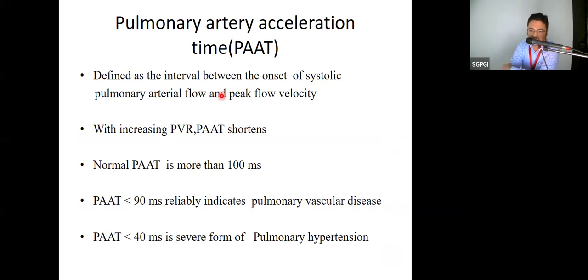So pulmonary artery acceleration time is from the onset of the pulmonary arterial flow to the peak flow velocity. This is known as the PAAT, pulmonary artery acceleration time. Actually it is inversely proportional to the PVR. If the PVR increases, the PAT shortens, meaning the pulmonary vascular resistance is increasing. Normally the PAT is more than 100. If the PAT is less than 40, this indicates that the pulmonary hypertension is severe.